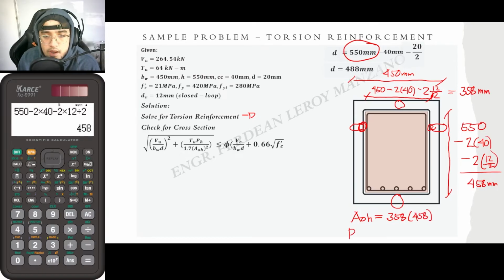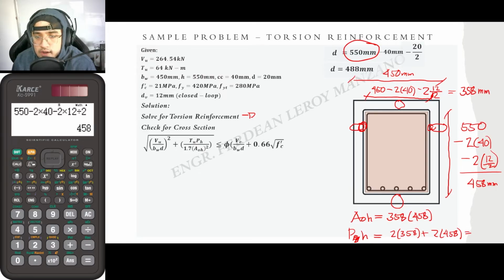And for the value of PH, that is equal to twice 358 plus twice 458. Once again, this is just the perimeter. Our answers here, respectively, looking once again at the calculator, 358 times 458, the answer is 163,964. Then for the value of PH, that is once again 358 plus 458, and I would just be multiplying this by 2. So 1632.